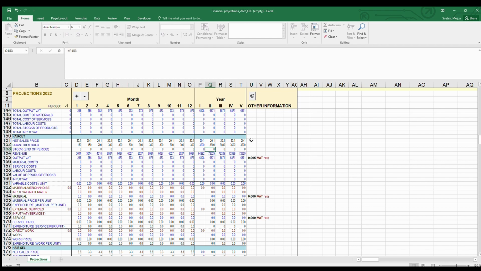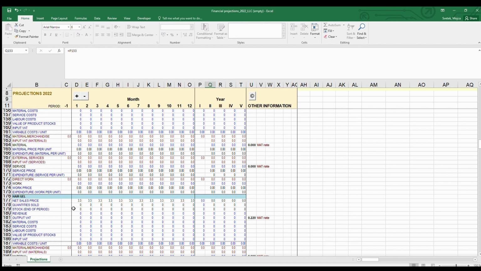Justina expects to sell 50 hair gels in the first 2 months of operation, 60 in the 3rd month of operation, and 100 hair gels in the following months. We have to again adjust the projections for the 2nd and the following years. This is the revenue part of the financial projections.